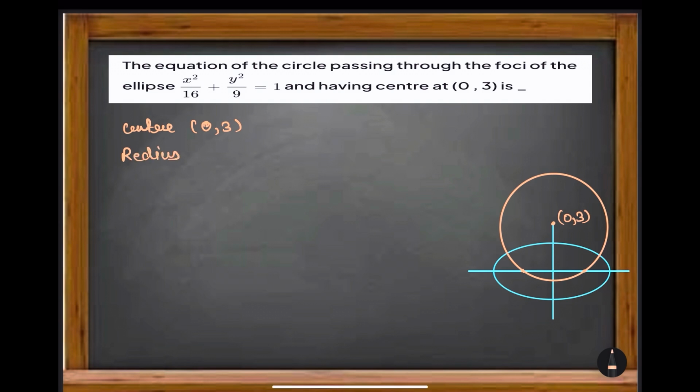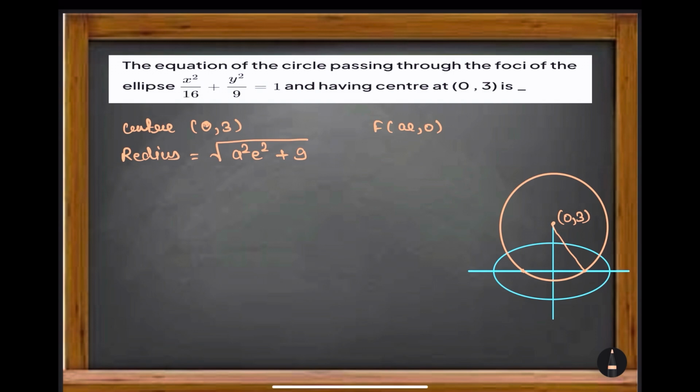So we have to calculate the radius. You know that this circle is passing through the foci. So can I connect this center with the foci to get the radius? So who is the foci? The foci is (AE, 0). Correct? So if I ask you about the radius, you will answer: (0 minus AE) whole square, so A square E square, plus (3 minus 0) square, 9. You will answer this thing.